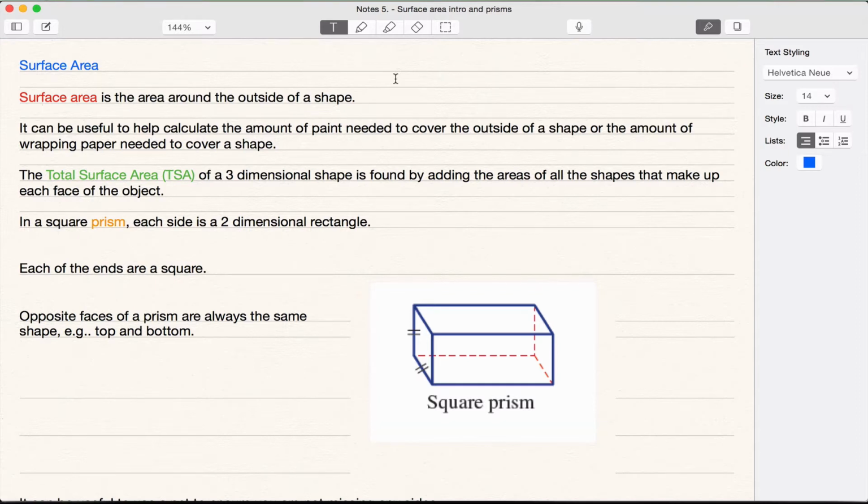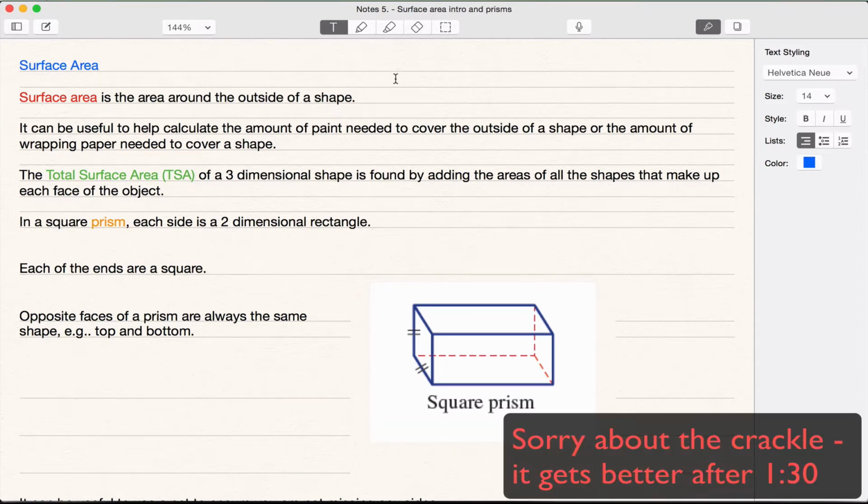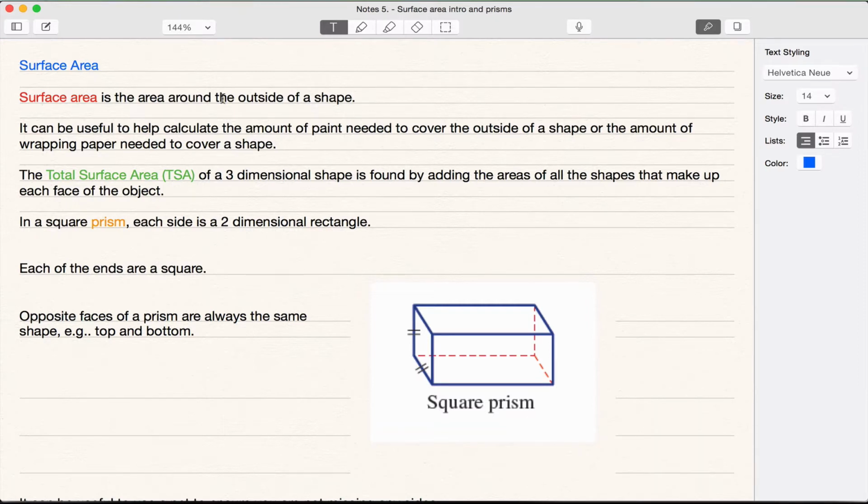Hello and welcome to our video on a surface area introduction and also how to find the surface area of prisms. Surface area is the area around the outside of a three-dimensional shape. So it's this outside area.